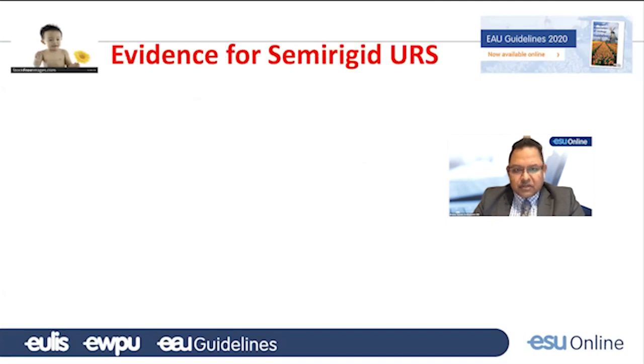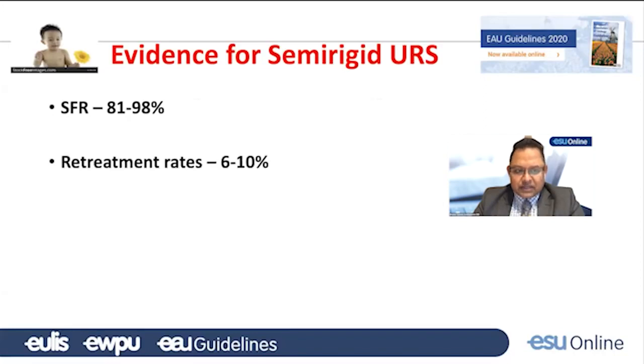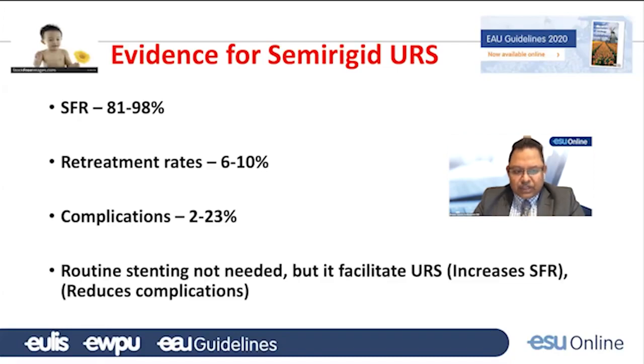What about evidence for semi-rigid ureteroscopy? Stone-free rates are fairly good, 80 to 98%. Retreatment rates are quite low. Complication rates vary between 2 and 23%. Routine stenting is not needed, but it can facilitate ureteroscopy in terms of stone-free rate and complication rates.